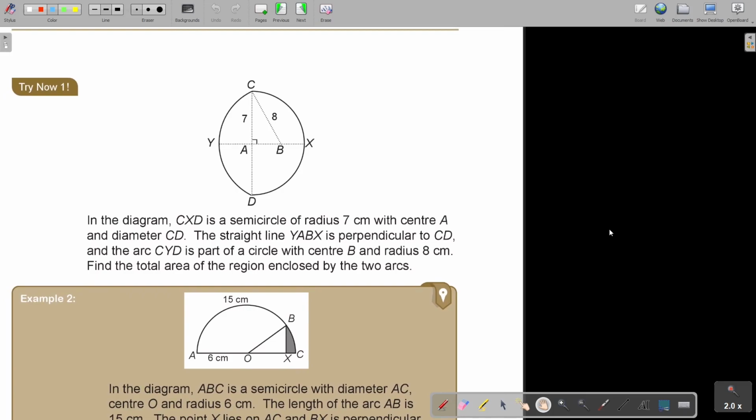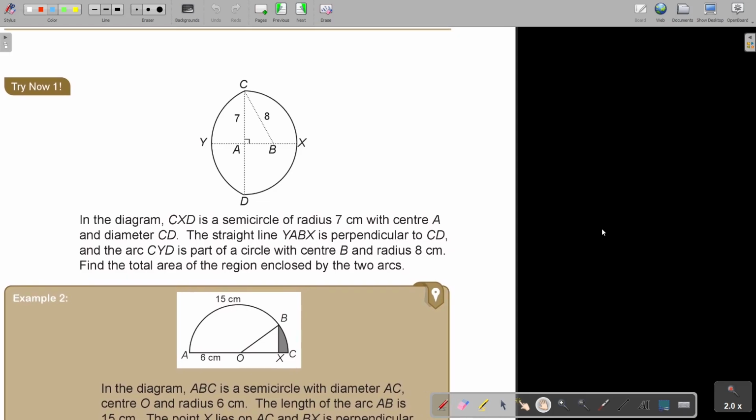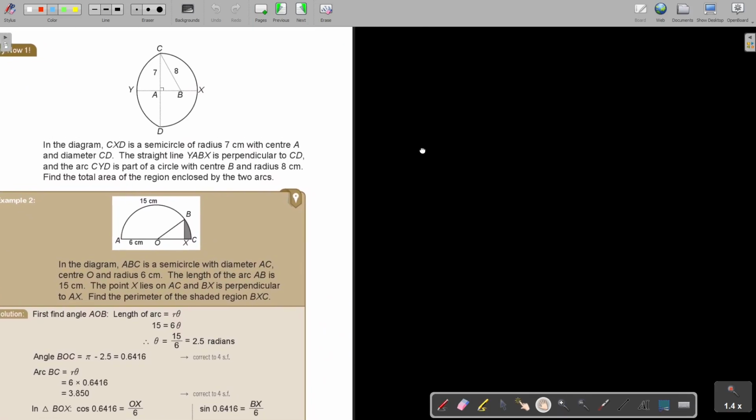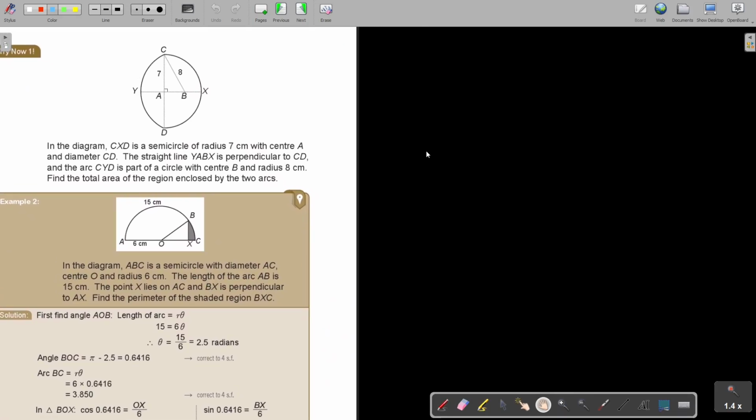Okay. I'm going to make it a bit smaller so that I have space to write. So, let's start. In the diagram, CXD. Let's just see, CXD. Do you see that? Can I show you there?